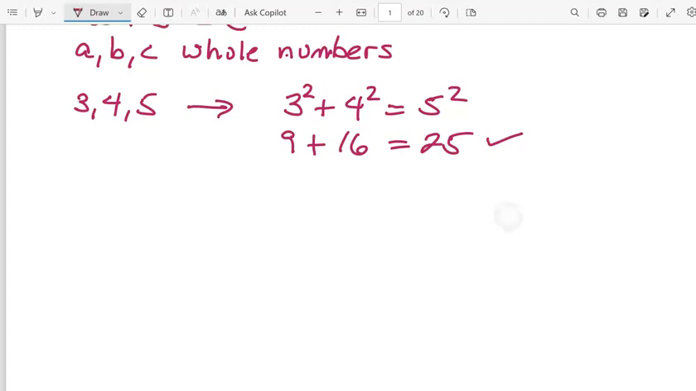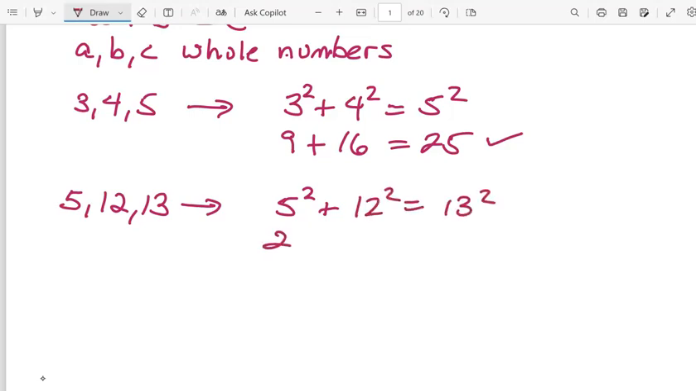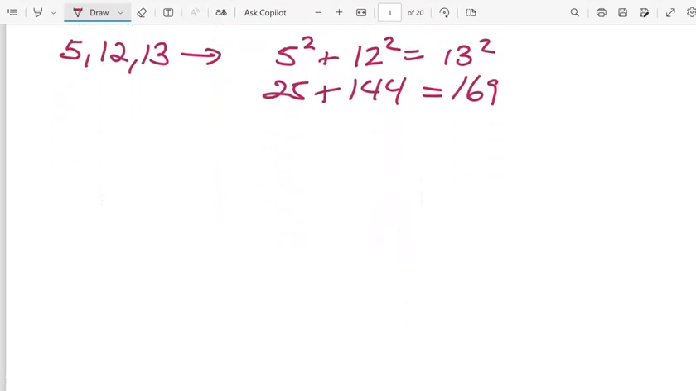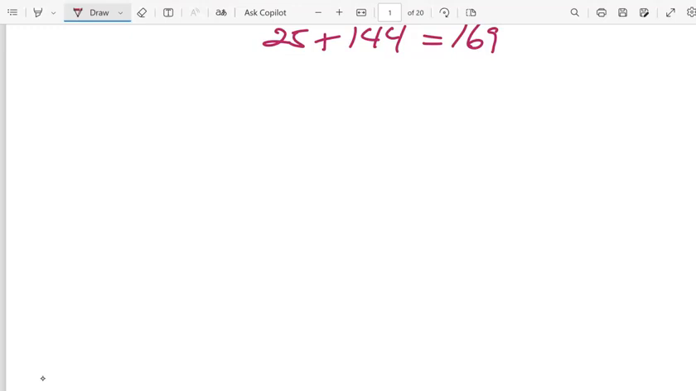However, there are some Pythagorean triples that you should know that have numbers that are slightly larger. So 5, 12, 13 is an example, because 5 squared plus 12 squared is equal to 13 squared, or 25 plus 144 is equal to 169. There are several other Pythagorean triples that you should be memorizing, and let's make a list of all of the ones that you need to memorize.